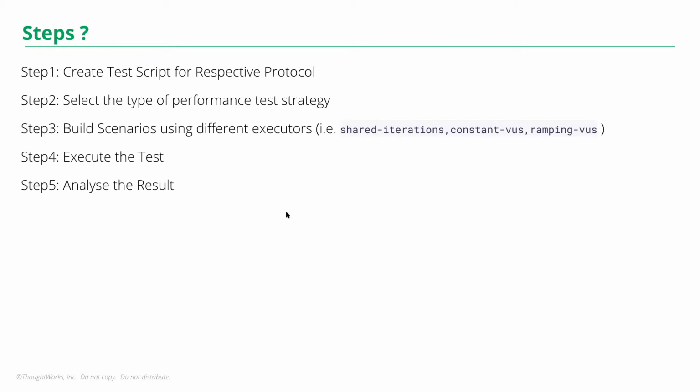The second step is to select the type of performance strategy, whether to go with load, soak, stress, or spike. Step 3 is to build scenarios using different executors. For example, there are different executors like shared iterations, constant virtual users, and ramping virtual users. We don't have to worry about these different executors for now. We are going to cover this in the coming slides. Step 4 is executing the test, and after executing the test we need to visualize the test.